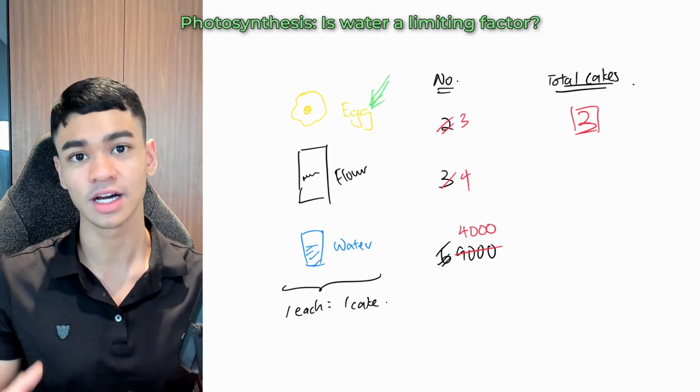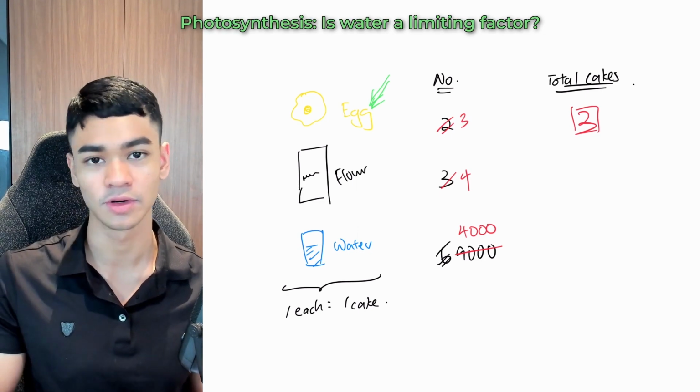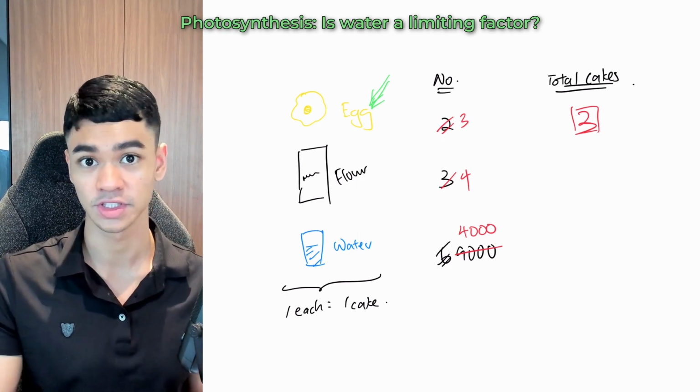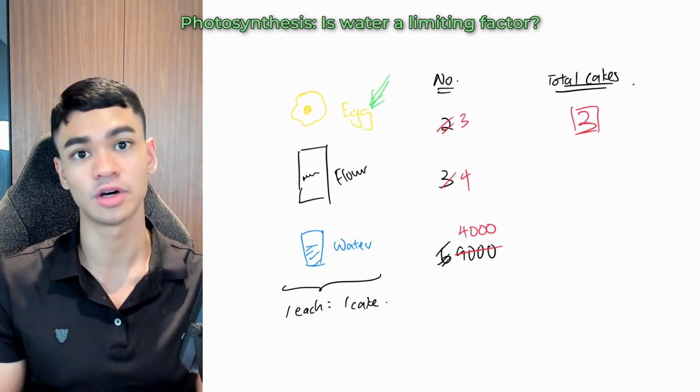So in plant cells, there are literally millions of water molecules, and there's just so much more compared to all the other ingredients needed for photosynthesis. So even on a bad day when the plant is dehydrated, water is still not a problem for photosynthesis.